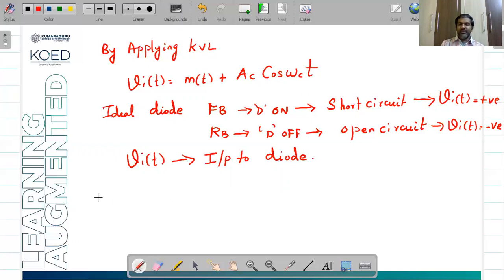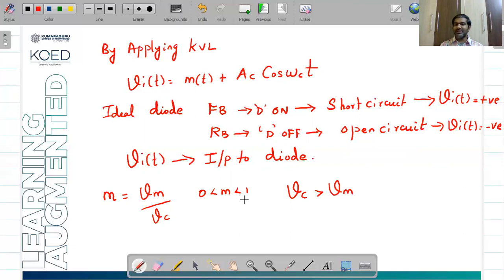We have discussed the modulation index, M equals Vm by Vc. M should always be less than 1 for perfect modulation. When it is greater than 1, you will not get perfect modulation. The M value should be in the range of 0.7 to 0.8, which is the ideal value of M. For M to be less than 1, Vc should be greater than Vm. Correct or not? Only then will you have a value between 0 and 1.